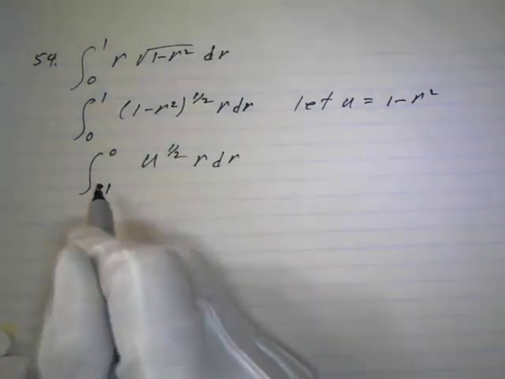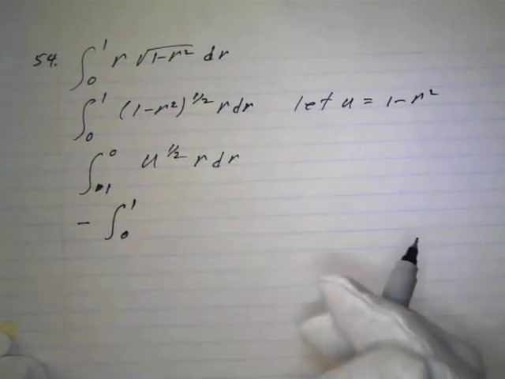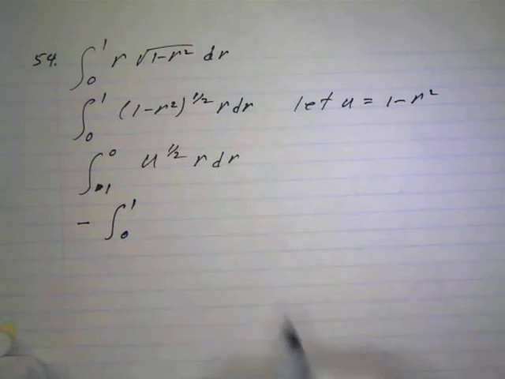Okay, so we can fix this. Now remember, we cannot integrate from right to left. We've got to integrate from left to right. So we've got to change this. So we just make it a minus and go from 0 to 1. That takes care of that. And then this is going to be u to the 1/2, but we've got u's and r's, so we've got to fix this over here.